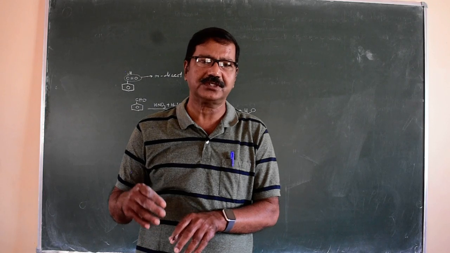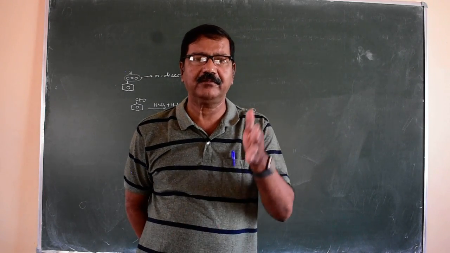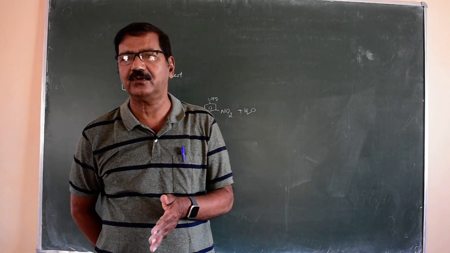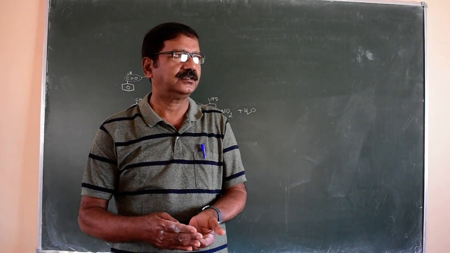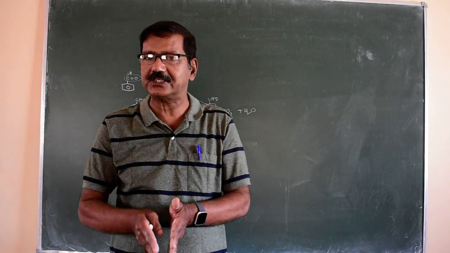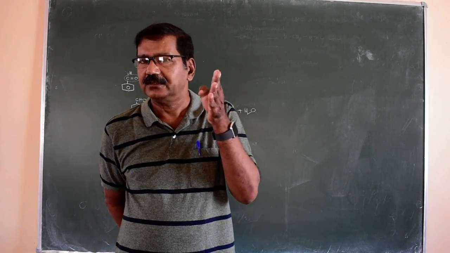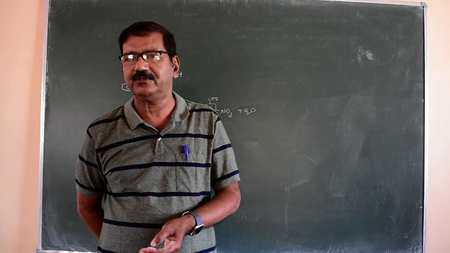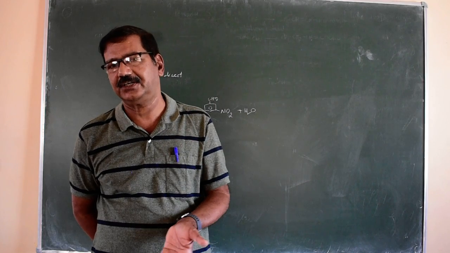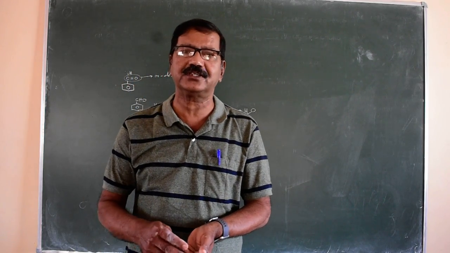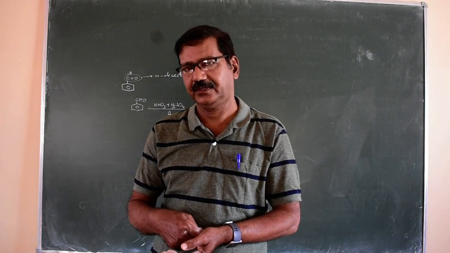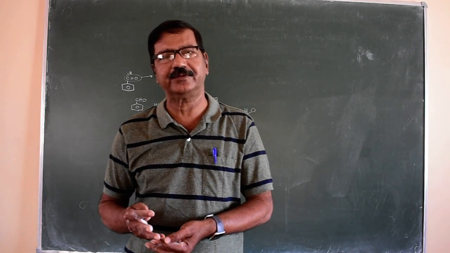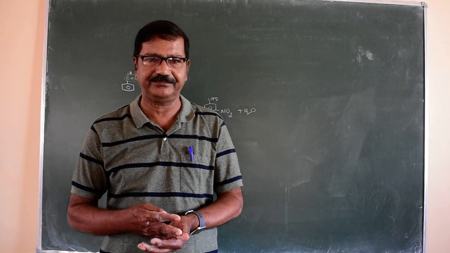Acetaldehyde is used in silvering mirrors because aldehydes react with Tollens' reagent to give a silver mirror, and that property is used in silvering mirrors. Acetaldehyde is also used in the preparation of paraldehyde and metaldehyde, and in the preparation of carboxylic acid.